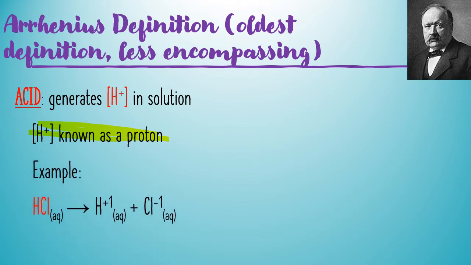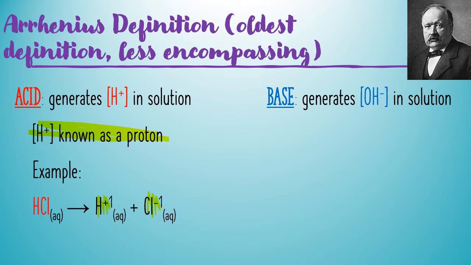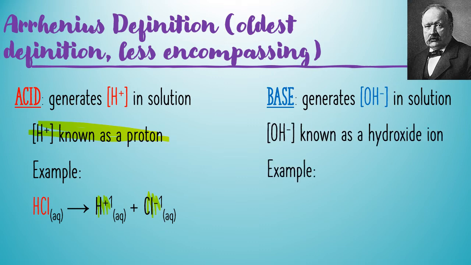And so here's an example reaction. Hydrochloric acid, when it's put into water, will separate into H plus and Cl minus. Bases generate OH in solution. OH is a hydroxide ion, and so an example, sodium hydroxide, when you put it in water, dissolves into Na and OH.